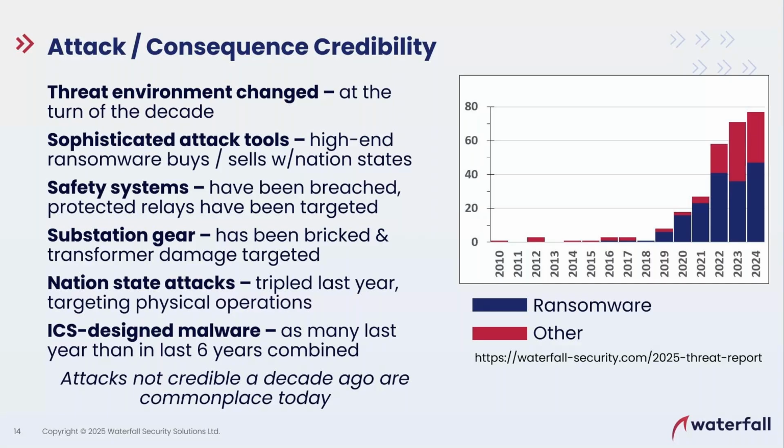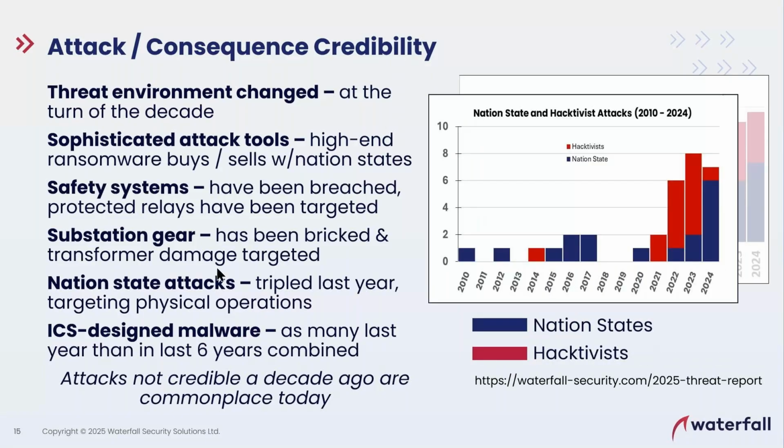Substation gear has been attacked. Lights have been turned off. This was again in Ukraine. They tried to destroy the transformers and failed because they mistyped the IP address. The big endian, little endian thing tripped them up in the IP address. Nation state attacks tripled last year over previous years. So these are all arguably credible threats. Whatever's happened in the past is credible in the future for someone.